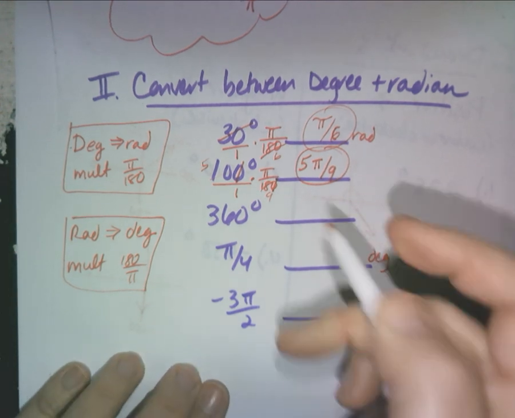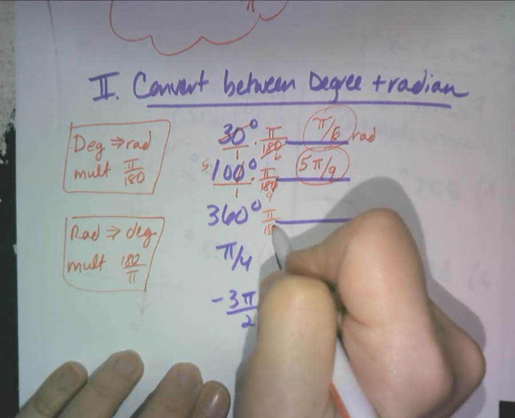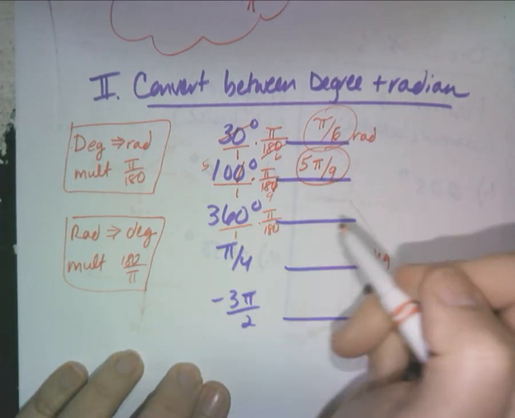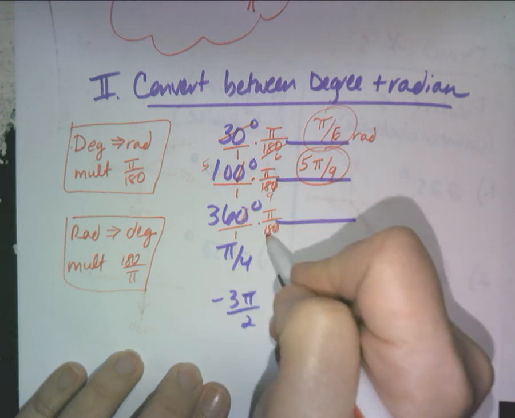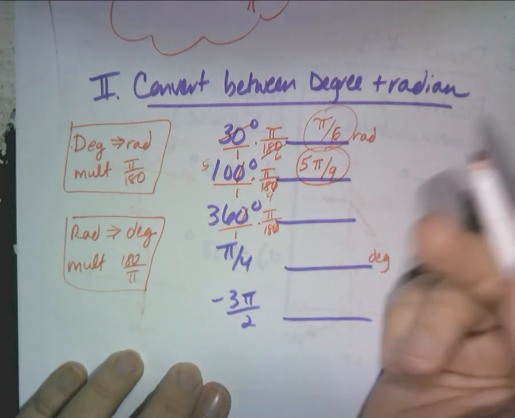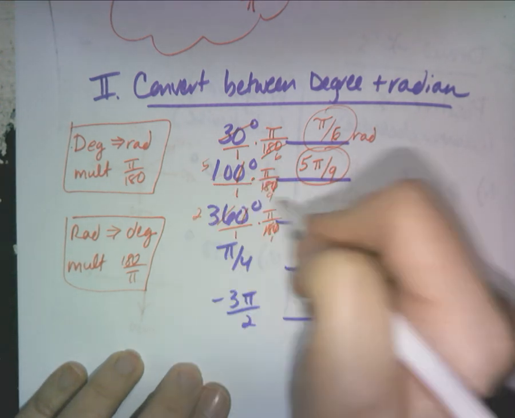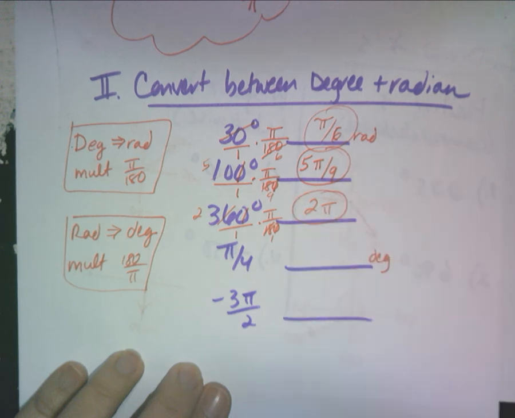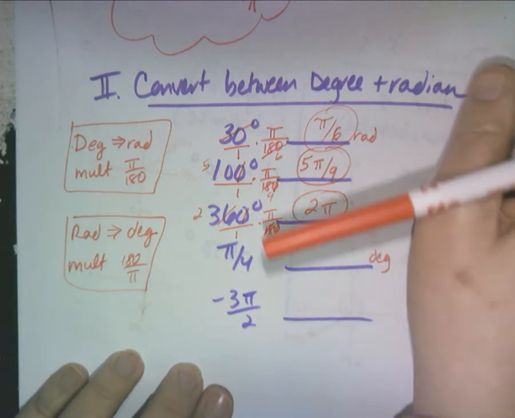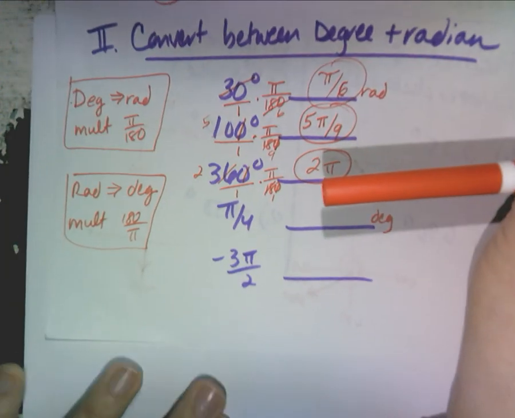All right, let's do 360. Multiply by pi over 180. The zeros can cancel. How many times does 18 go into 36? Twice. So your answer is 2 pi. I'm giving you some famous ones here too, by the way. I want to know you know how to do them.